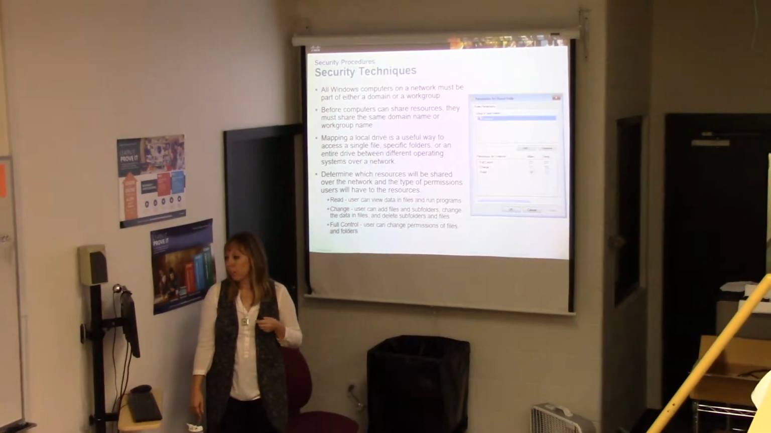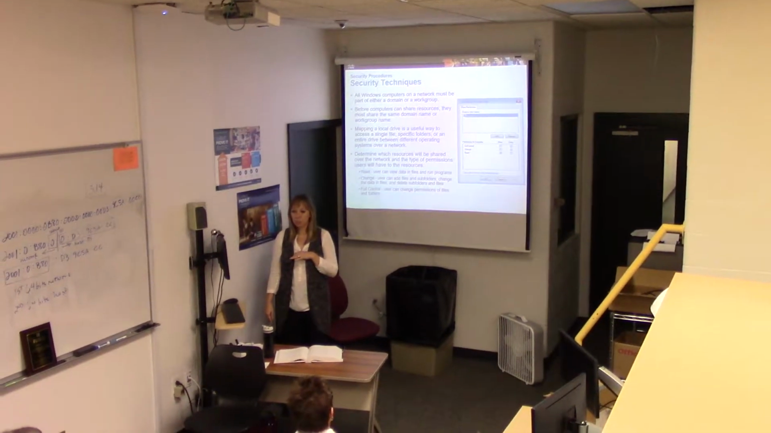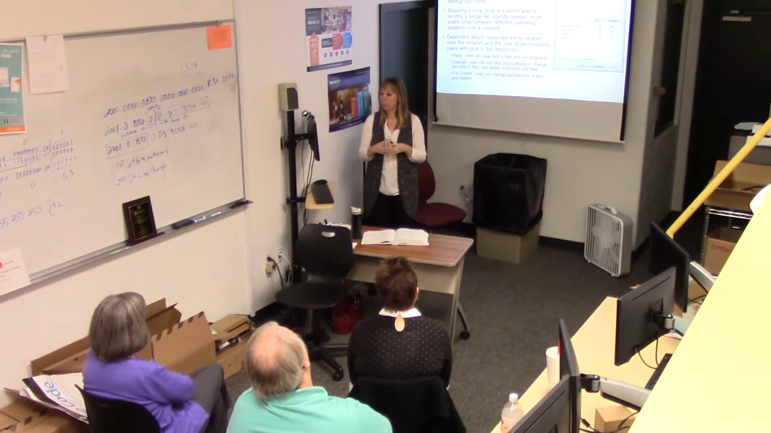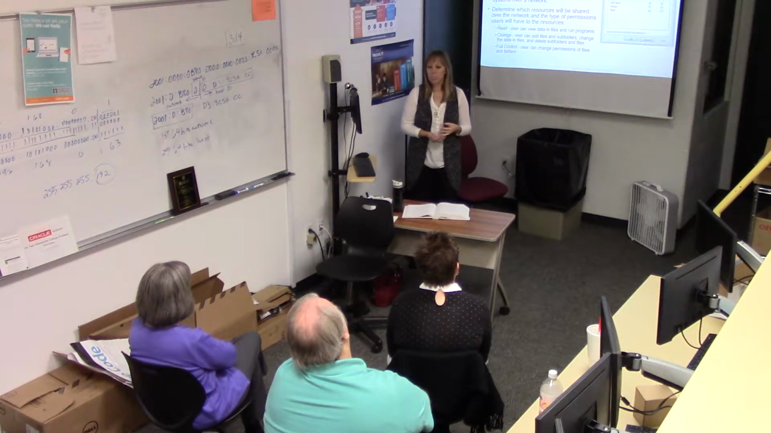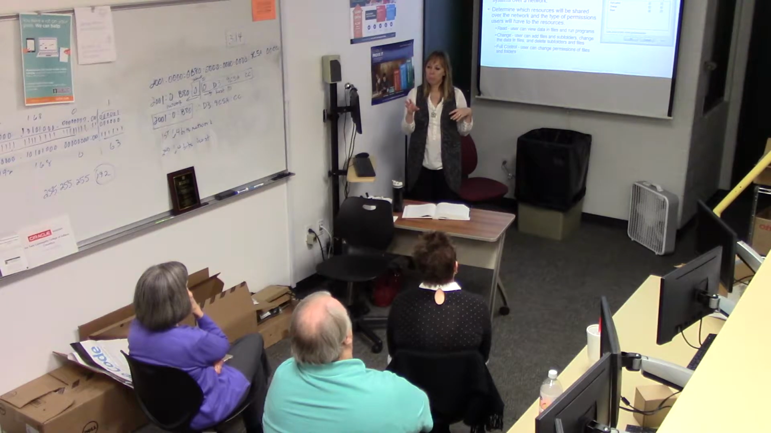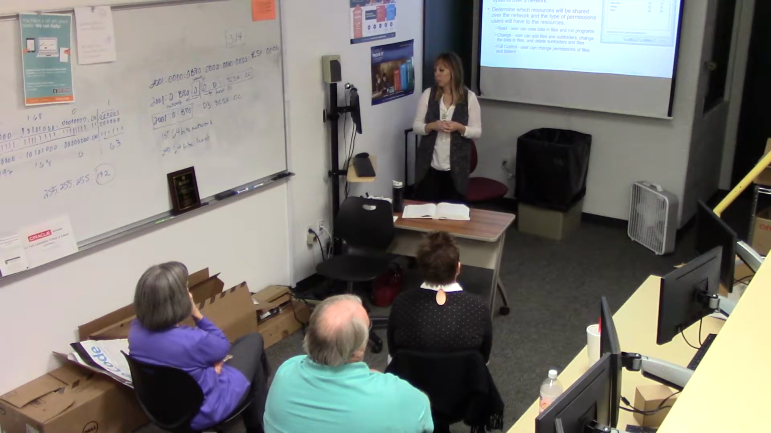So all of our computers on a network must be either part of a domain or a work group. We have a domain here, it's 214security.com. If you don't have a centralized server, you'll want to have those networked computers in a work group. Before computers can share resources, they have to share that domain name and that work group name, so you have to have those all added to the domain or the work group. You can map drives when you're on a network, so there may be a drive on that server and you map it to your local machine and it just looks like another folder that's on your machine. And we're pretty familiar with that here at Ivy Tech.